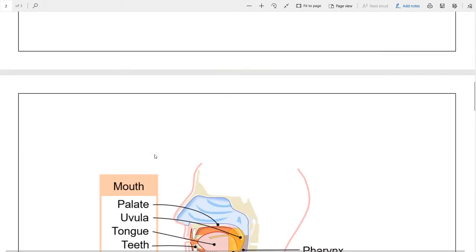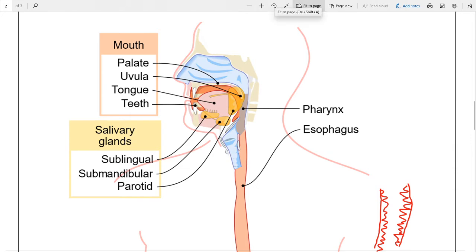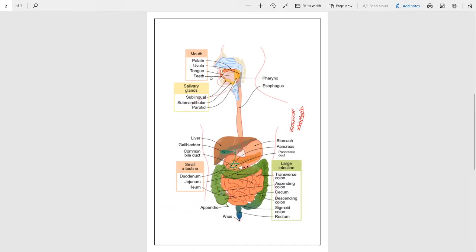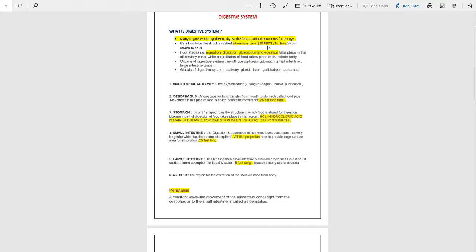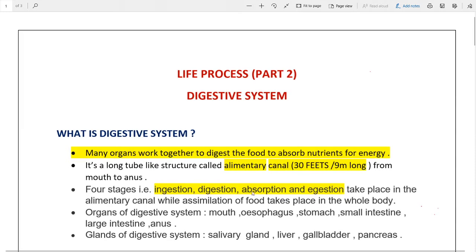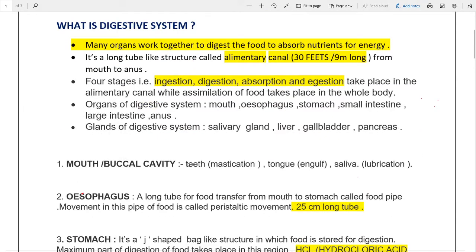Next, as you can see, this is a very long tube which starts from the mouth and leads to the anus. This whole structure looks like a long tube, and it is called the alimentary canal. It is about 30 feet long, or in meters, about 9 meters long from mouth to anus.